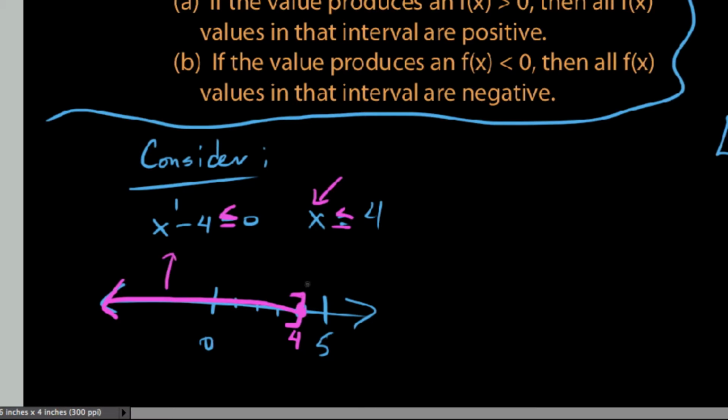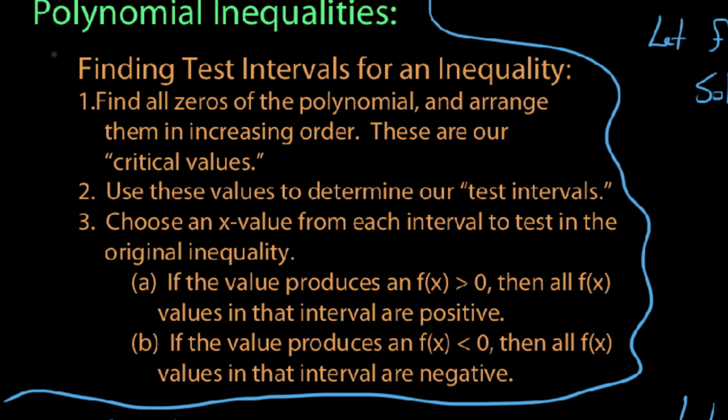So the fact of the matter is this: we're going to be solving inequalities today. This is nothing different from what we've done in the past, except we are now dealing with polynomial inequalities, which opens up the door to inequalities that would necessarily be higher degree, like second degree, third degree, fourth degree, fifth degree, you name it. So we have a method for finding the test intervals for an inequality, and this is going to make more sense as we go through it.